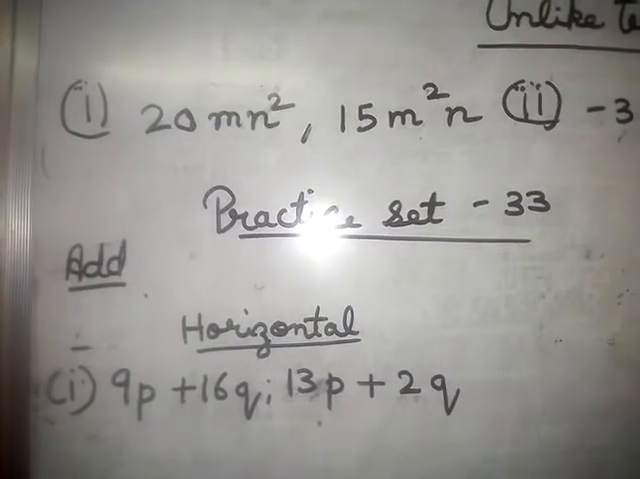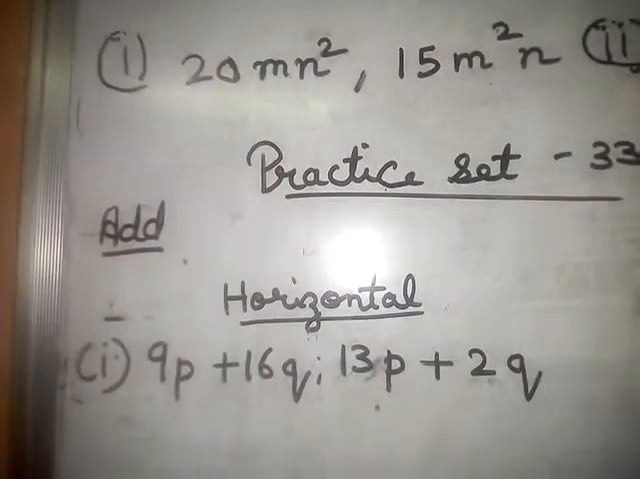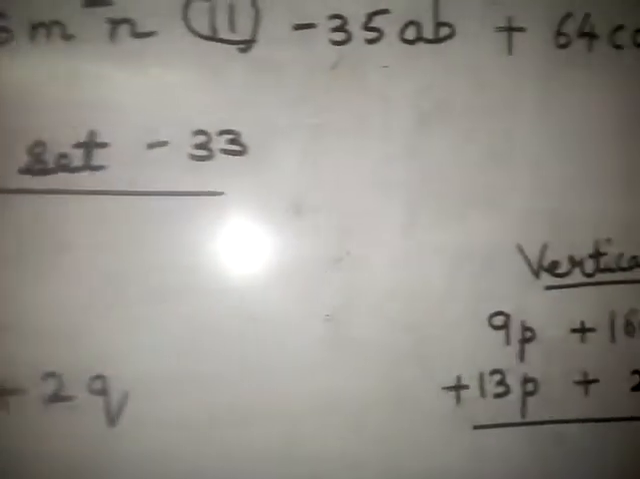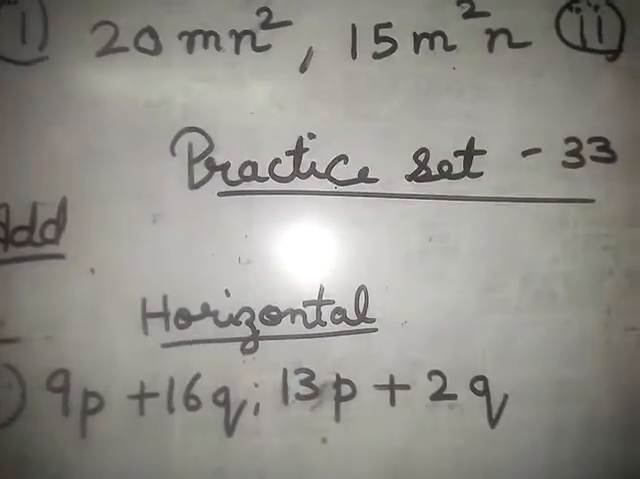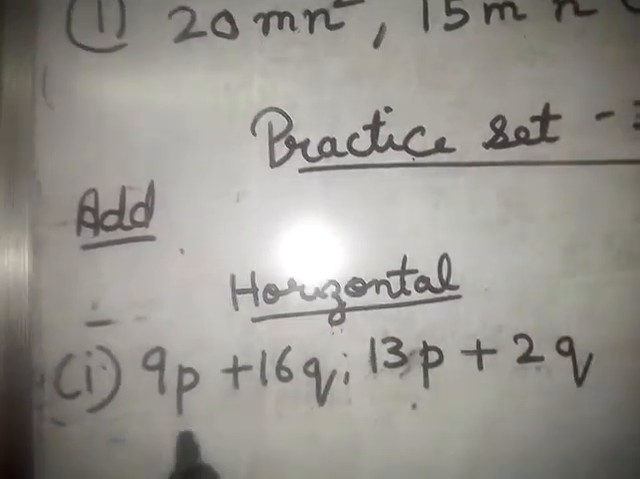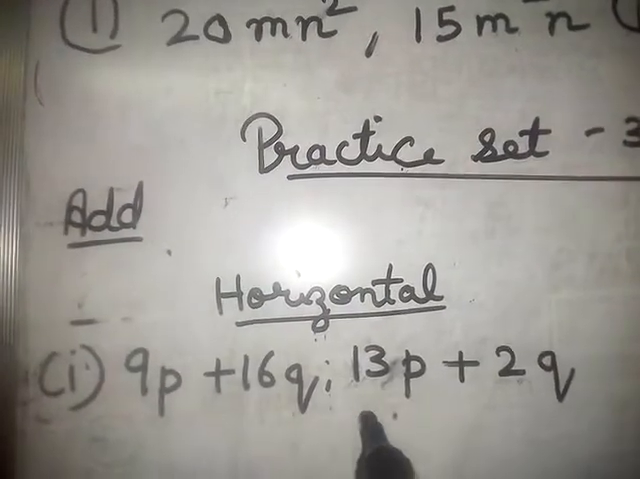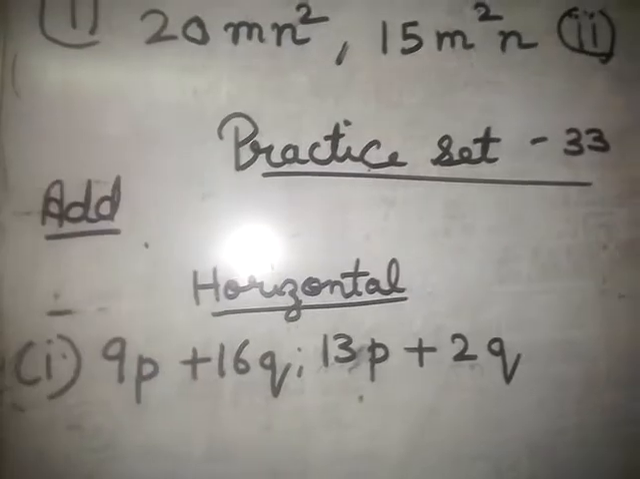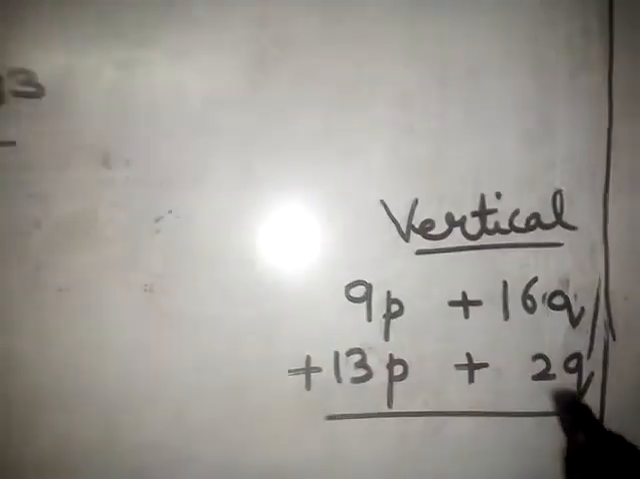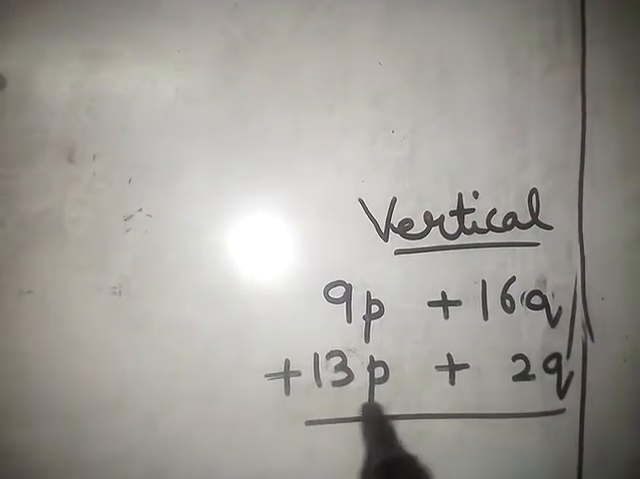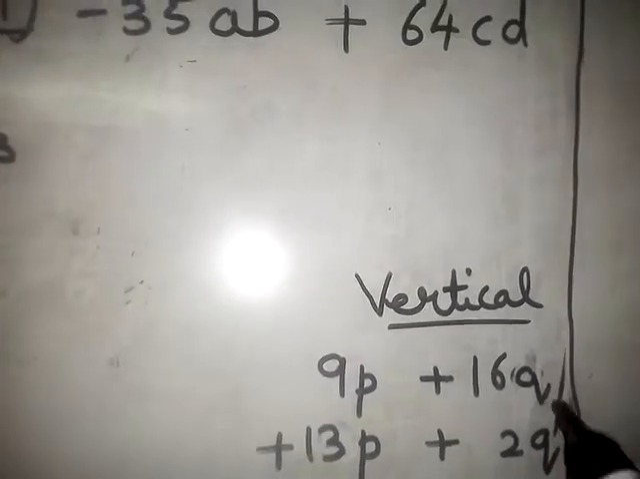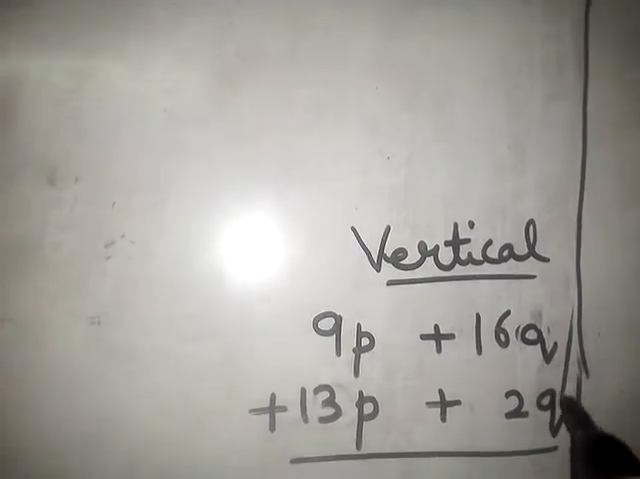So now we will begin the practice at 33. Add. You have to add horizontally and vertically. First I am teaching you vertical method. 9p plus 16q, 13p plus 2q. Now here I have arranged vertically. You have to add this in vertical arrangement first.